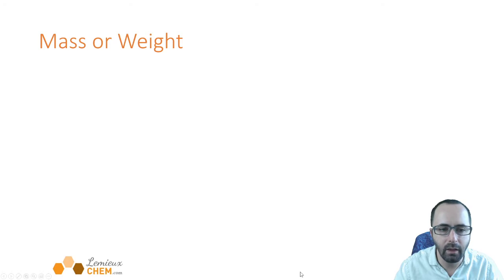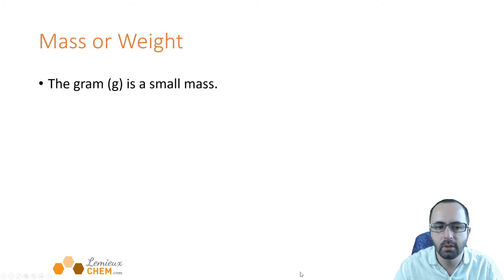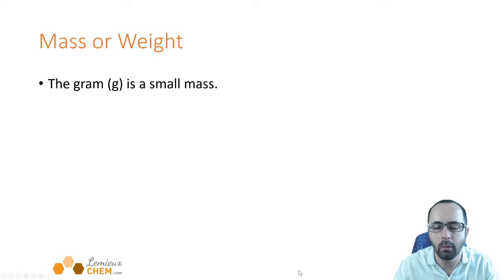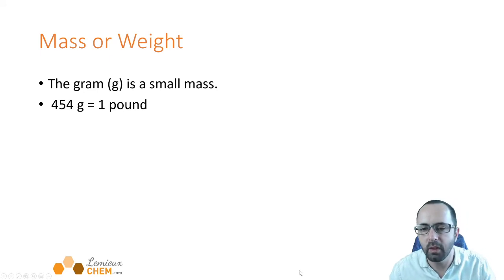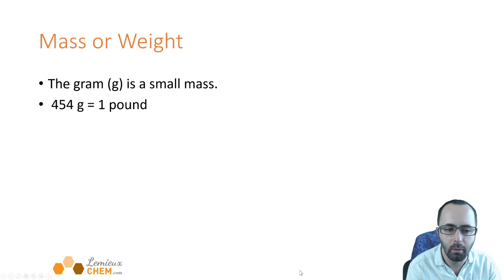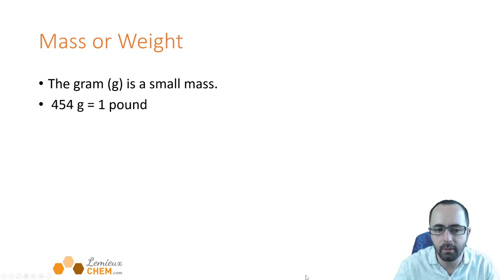Finally, we get to mass or weight. So gram is the way we measure mass. A gram is a very light type of thing. There are 454 grams in 1 pound, so you can imagine that a gram is way less than a pound. It's a pretty small weight.